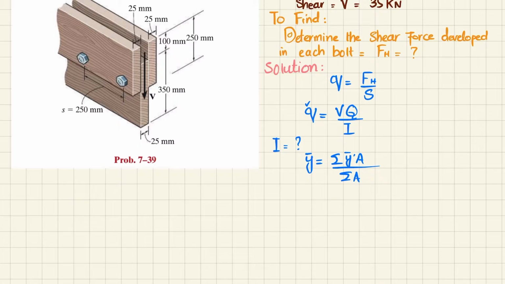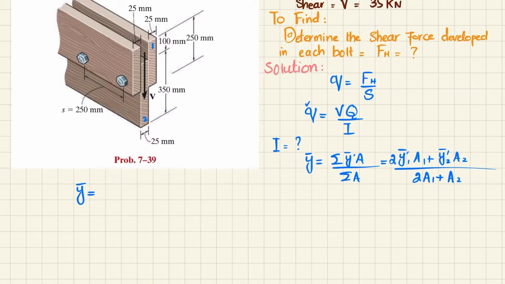divided by the sum of areas. So what if we take this member as 1 and this member as 2? We can write it like y1 bar into A1 plus y2 bar into A2. But there are two members of type 1, so we will write 2 multiplied by this, divided by 2 times area A1 plus A2. So let's find that.